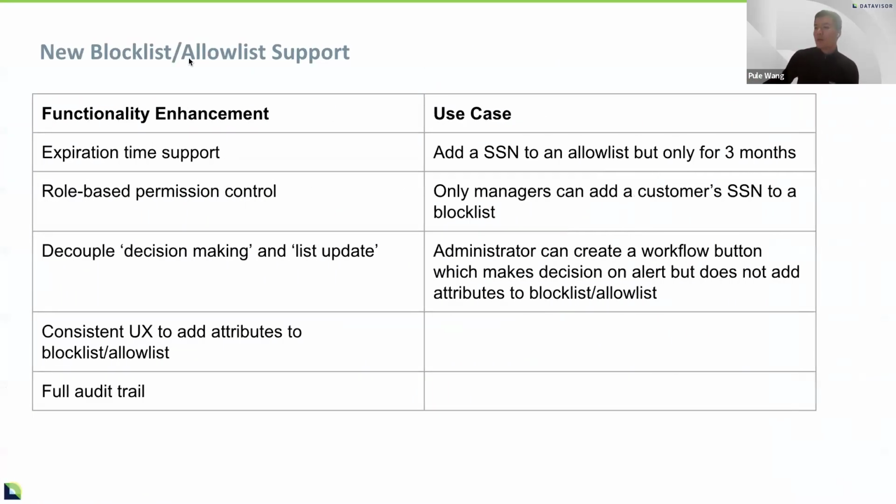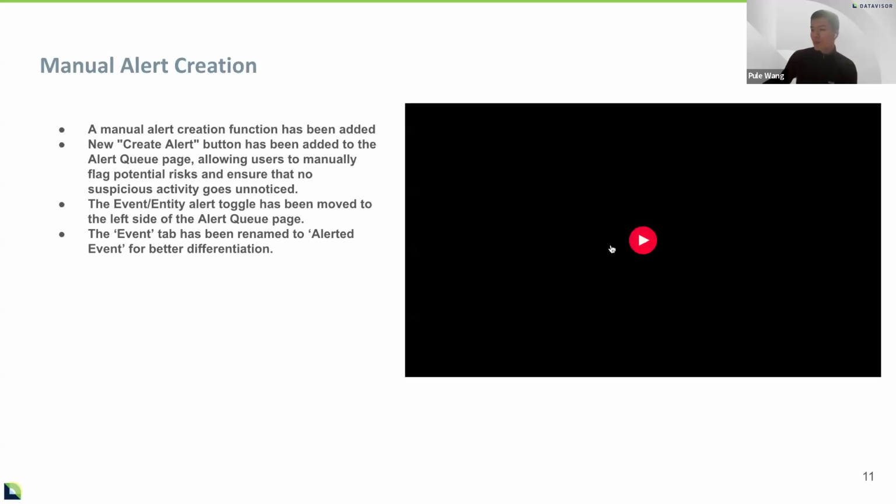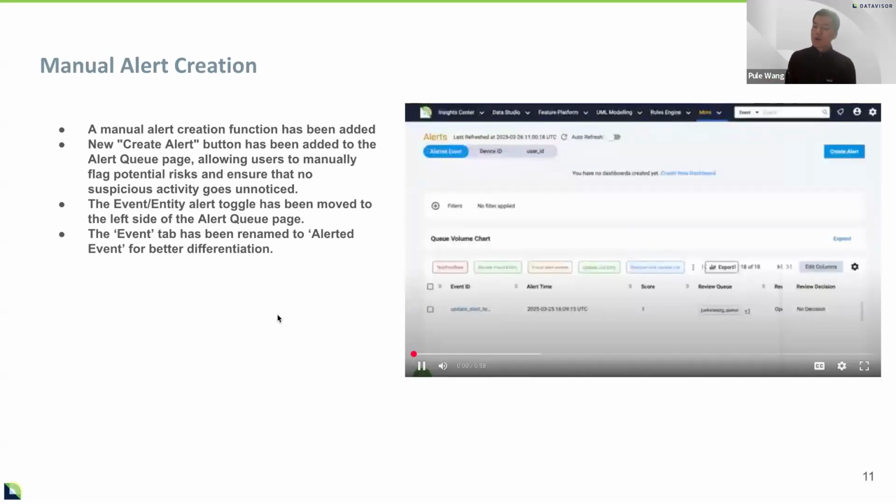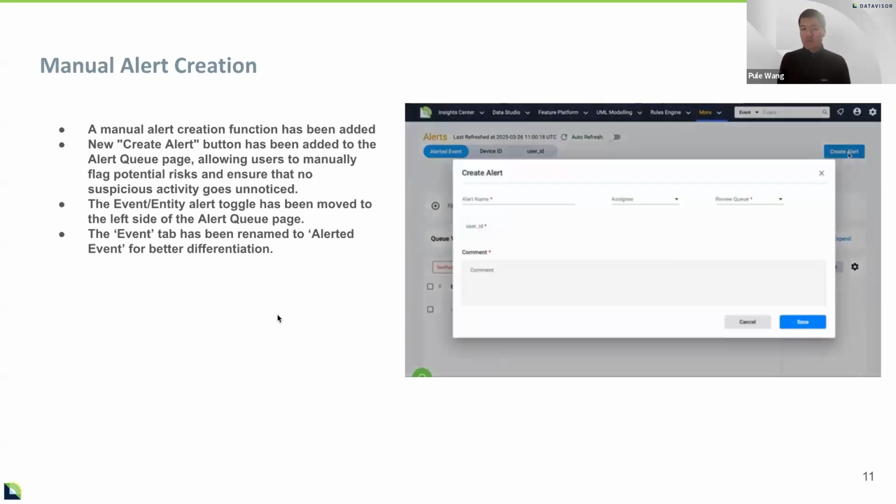Right, so that's about the new block list allow list support. Okay, so now on our platform, we're also going to support manual alert creation. In the past, in our Datavisor platform, you can create alerts based on the events, for example, transactions or applications that you streamed into our platform.